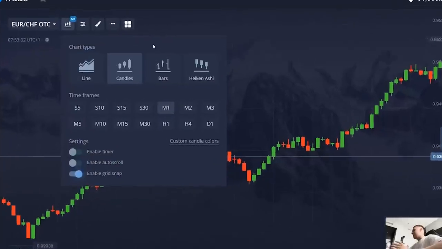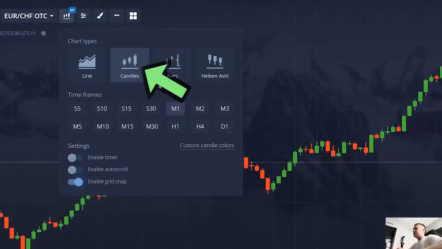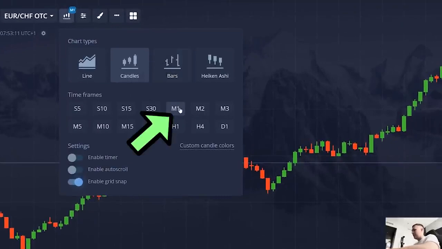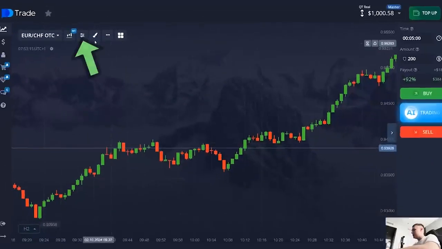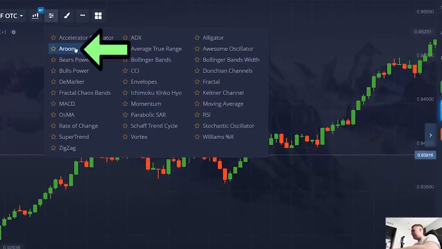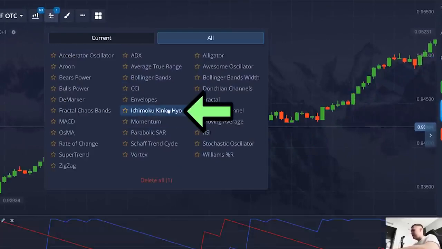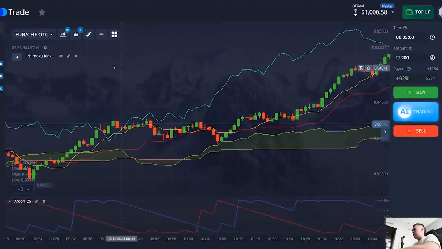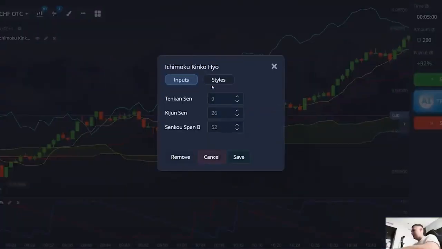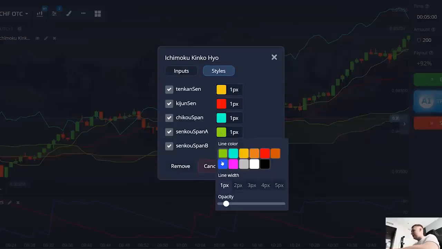Now I need to set up an account for work. First of all, I choose the type of candle chart and a 1 minute time frame. In the indicator section, I find and turn on two indicators. These are Aroon and Ichimoku Kinko. I go to the Ichimoku settings, changing Tenkan Sen to 8, Kijun Sen to 20, Span B to 50.